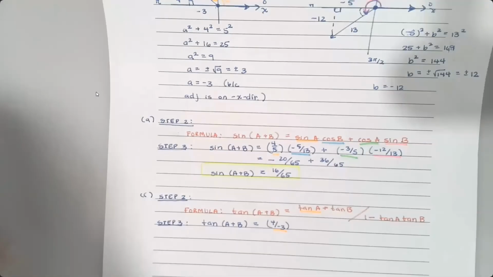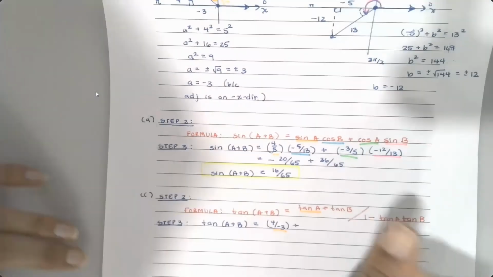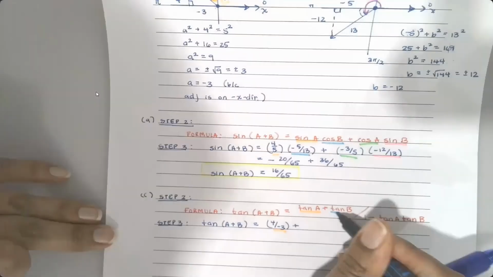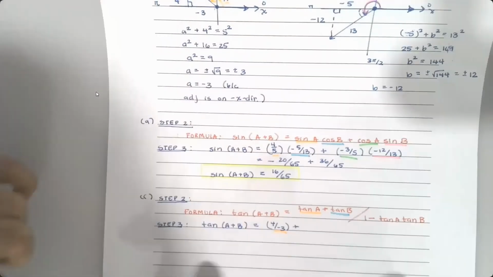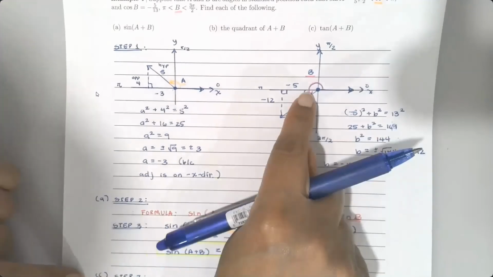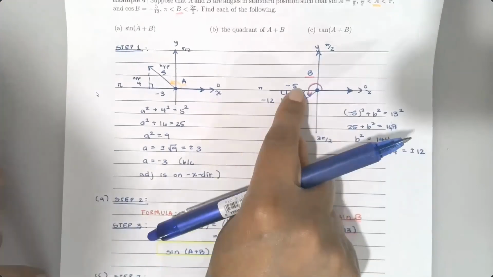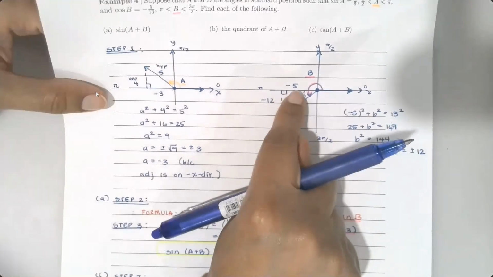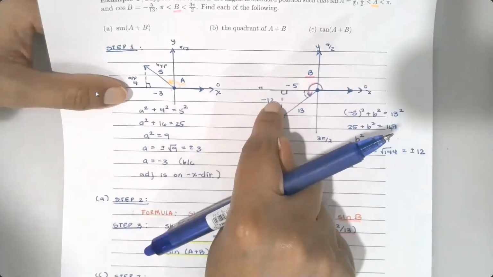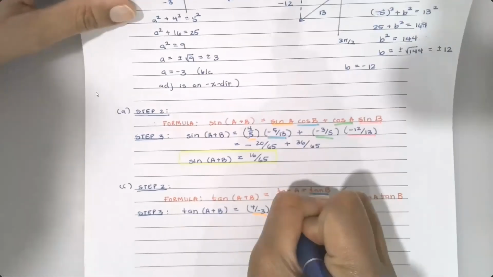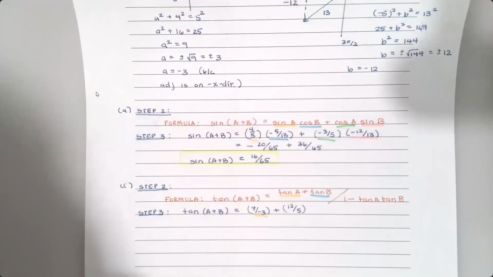Then we have plus tangent of B. Okay, so tangent of B, we're going to figure out from the second diagram. It'll be opposite over adjacent. So that's a negative 12 over negative 5. But negative over negative becomes positive. So we're going to have just 12 over 5. So plus 12 over 5. That's the tangent B part.